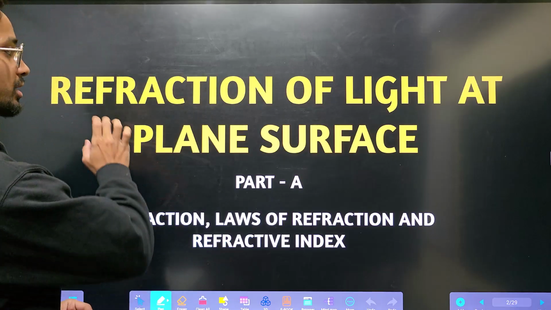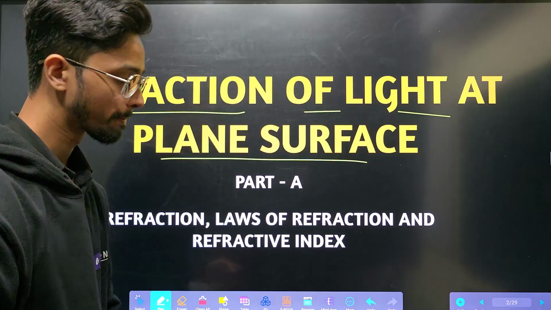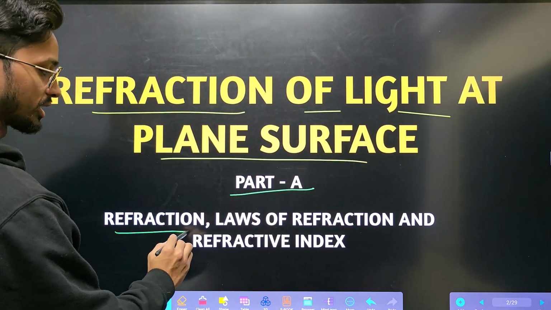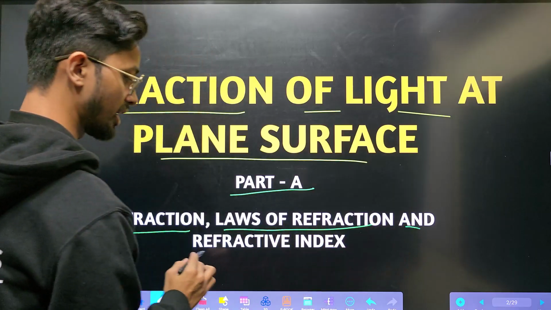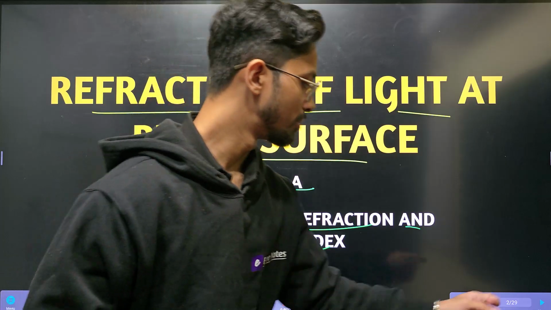Today we will start our chapter number 4, that is refraction of light on plane surfaces. Today is the day of part A, in which we will be studying refraction, laws of refraction and about refractive index. These three topics we will be studying in this part.